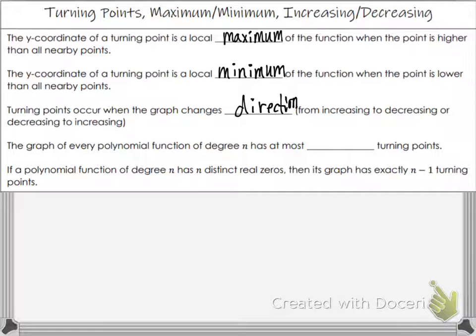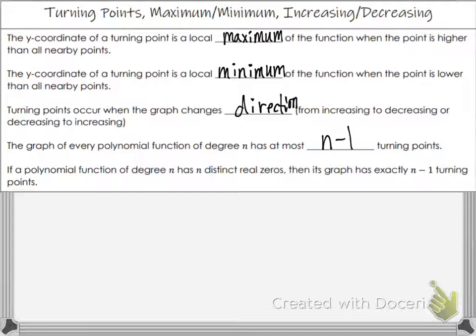The graph of every polynomial function of degree n has at most n minus 1 turning points. So if I have a degree of 3, what's 3 minus 1? 2. That graph would have at most 2 turning points. Does that make sense?